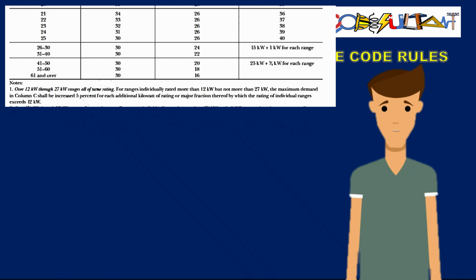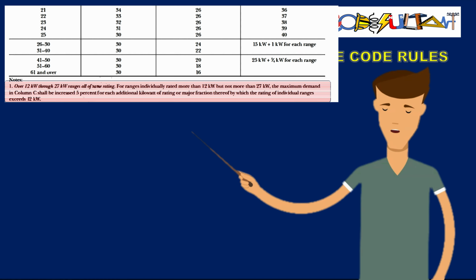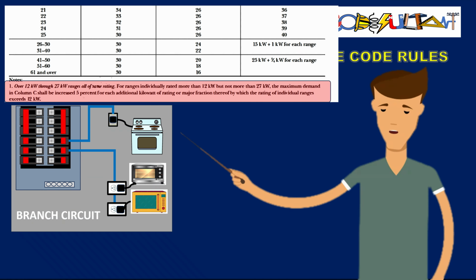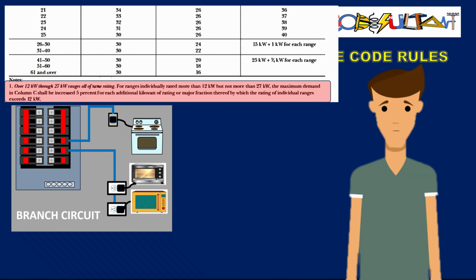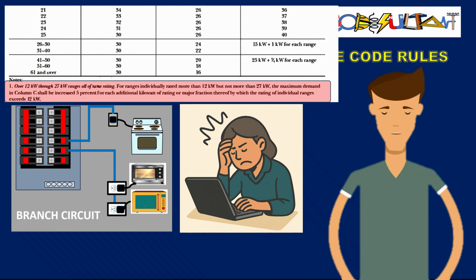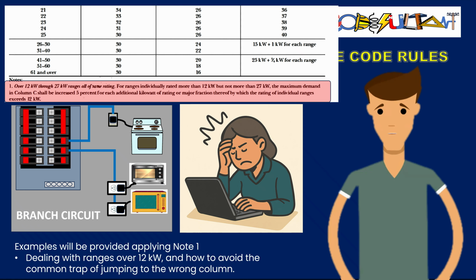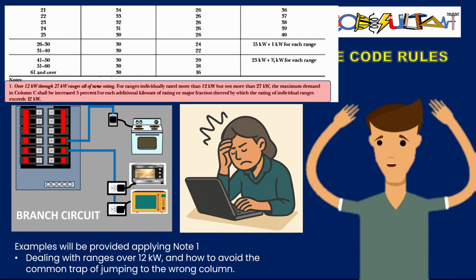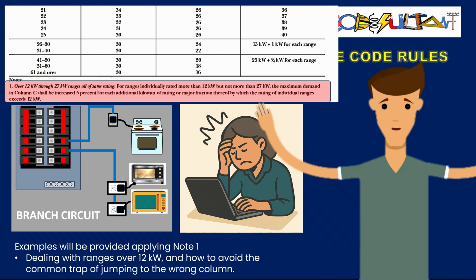In this session, we'll focus on one essential ingredient that often gets misunderstood: Note 1, and how it connects to branch circuit rating and conductor sizing. This is where many designers have made mistakes. We'll walk through real-world examples to show how Note 1 guides us when dealing with ranges over 12 kilowatts, and how to avoid the common trap of jumping to the wrong column. So let's roll up our sleeves and step into the kitchen of code.